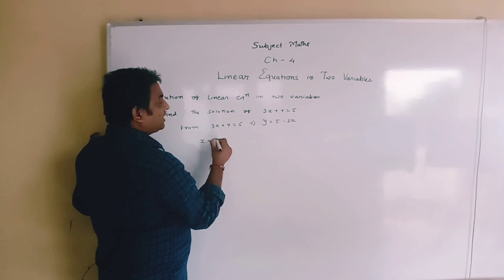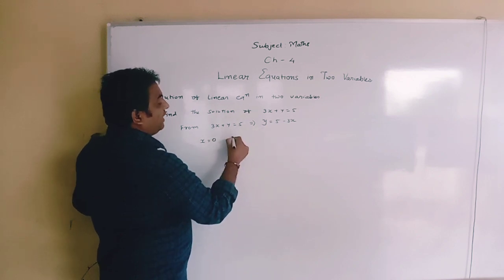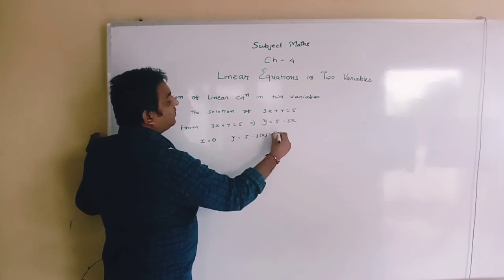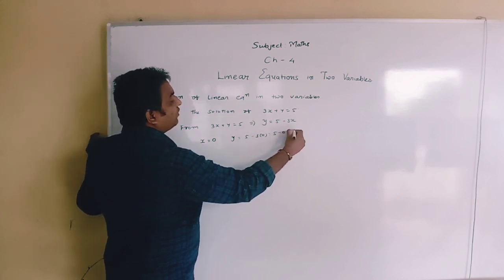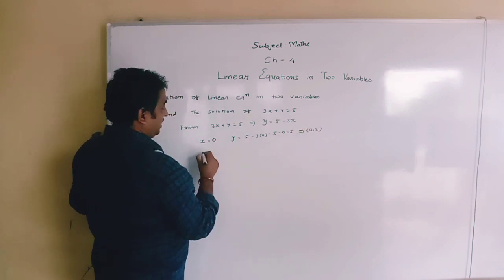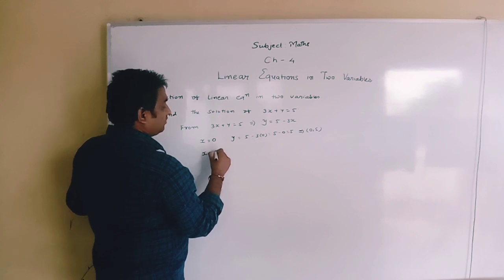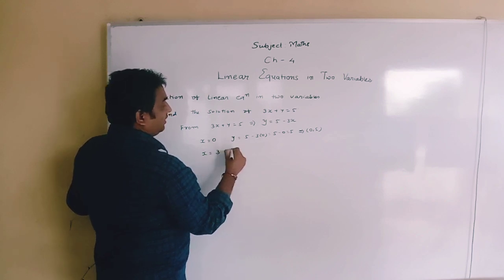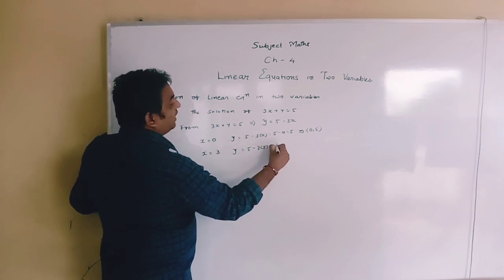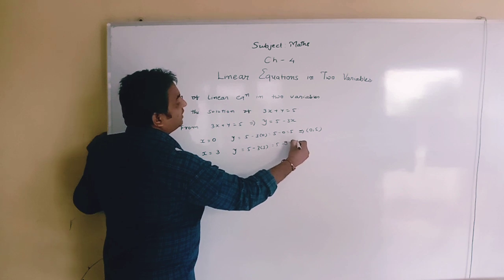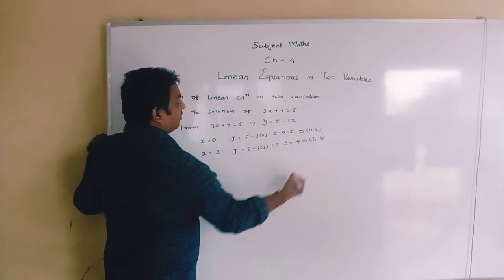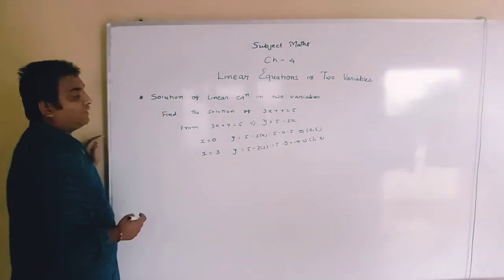So if we take x equals 0, then y equals 5 minus 3 into 0. So 5 minus 0, so 5. And so one solution we have is (0, 5). If we take x equals 3, then y equals 5 minus 3 into 3. So 5 minus 9 equals minus 4. And so we get another solution (3, -4), so x is 3 and y is minus 4.